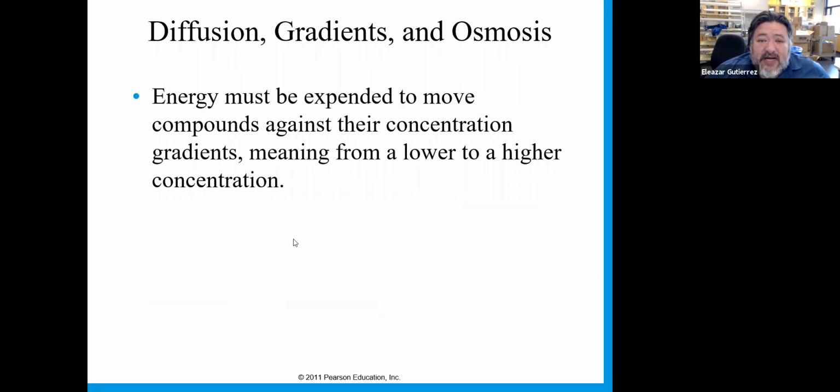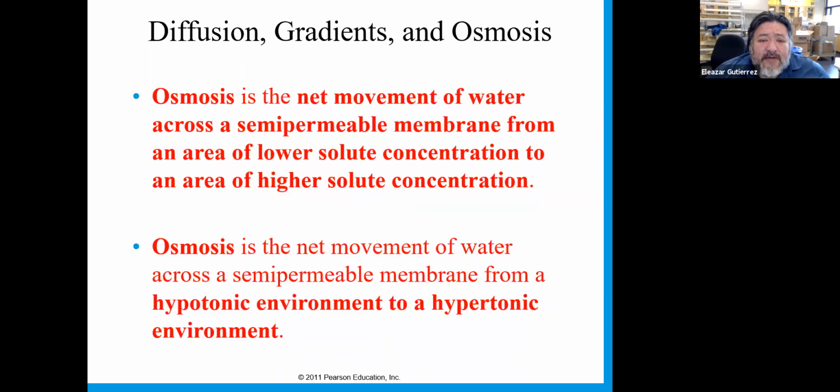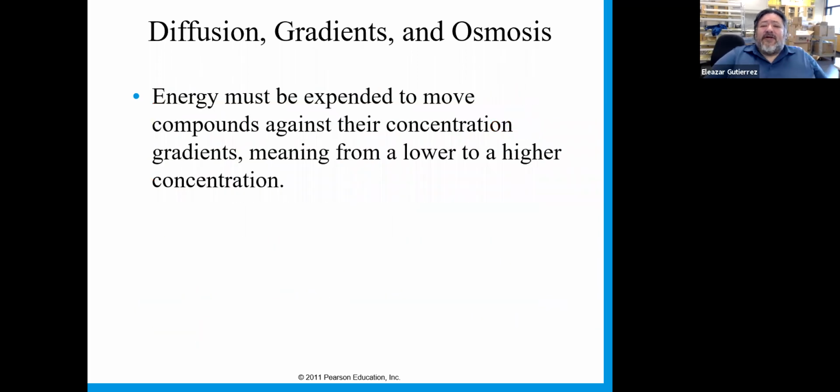Now we're moving to a couple other things. We're going to hit all these in a little bit more detail in the next section. But energy must be expended to move compounds against their concentration gradient, meaning from lower to a higher concentration. So diffusion, we've been saying, is the movement of a solute, or moving of something from an area of high concentration to an area of low concentration. Can you move things from an area of low concentration to high concentration? The answer is yes, but because you're swimming against the current, it's going to take energy.